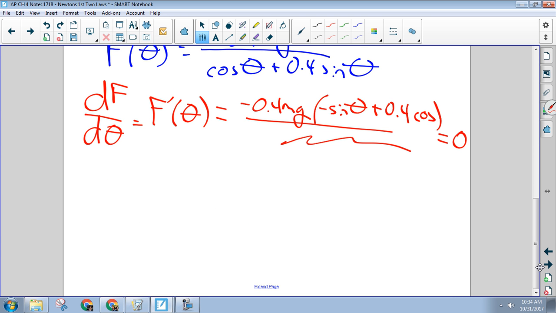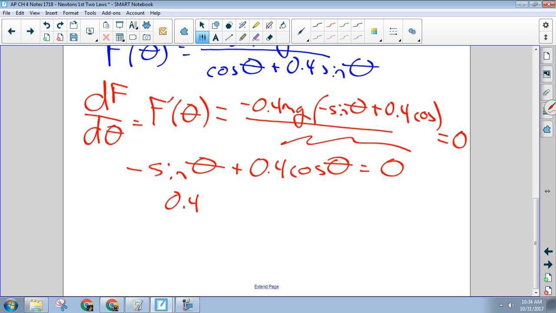All right. So what this tells us is negative sine of theta plus 0.4 cosine theta equals 0. That means 0.4 cosine theta equals sine of theta. So what am I going to do now? Divide by cosine.